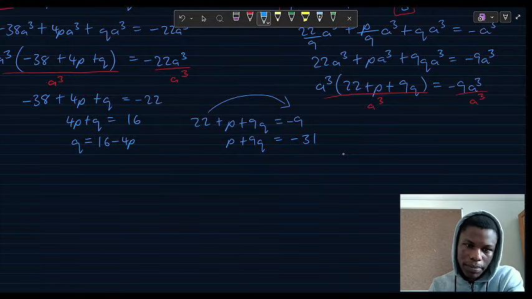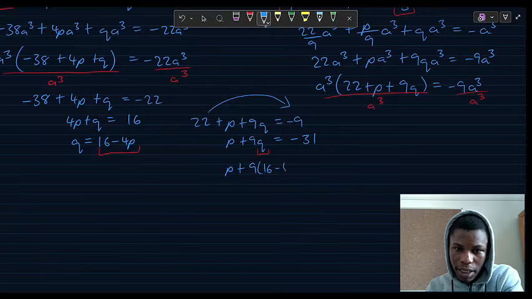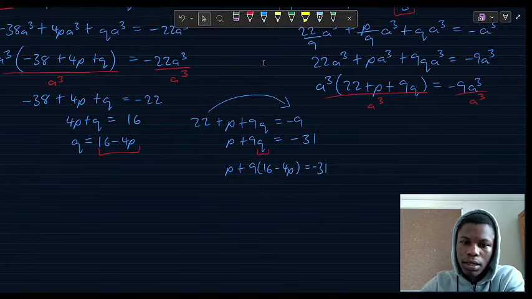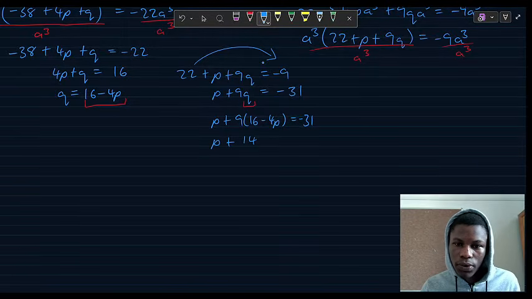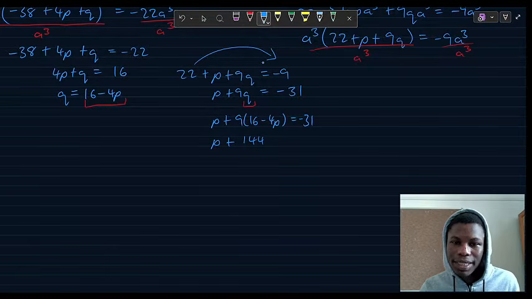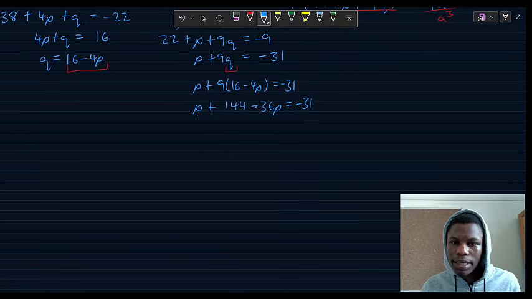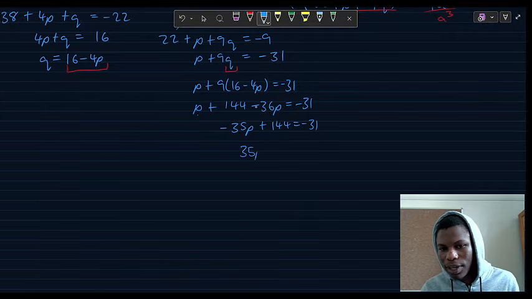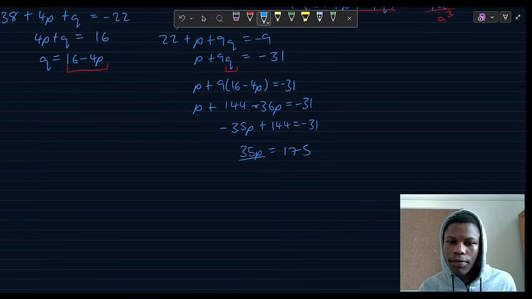And now we have two equations here. We've already made q subject of the formula, so I can substitute this into here. So I've got p plus 9 times (16 minus 4p), and that's negative 31. So that's p plus 9 times 16, which is 144, and then 9 times negative 4, which is negative 36, and that's multiplying the p. This is equal to negative 31. So I've got p minus 36p, that's minus 35p, plus 144 is equal to negative 31. So if I move the negative 35p to the other side, I have 35p is equal to 144 plus 31, which is 175. Divide both sides by 35.